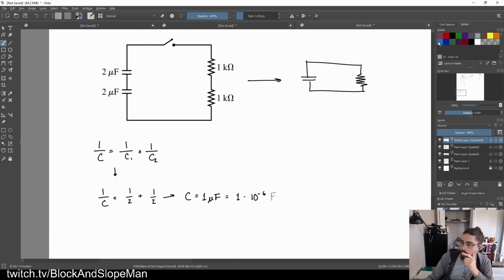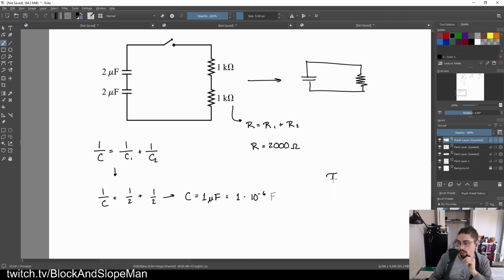So we've got one of our values, right? Now we just need to do the exact same thing with resistance. Luckily, these two resistors are also in series, which means that we are just summing them all up. The total resistance when we plug this in is 2,000 ohms.